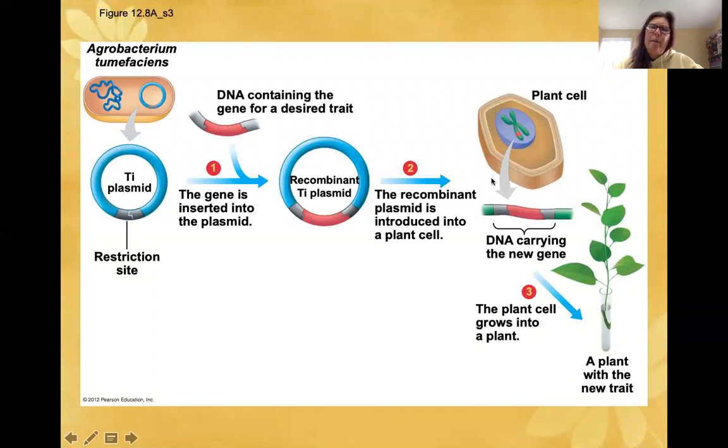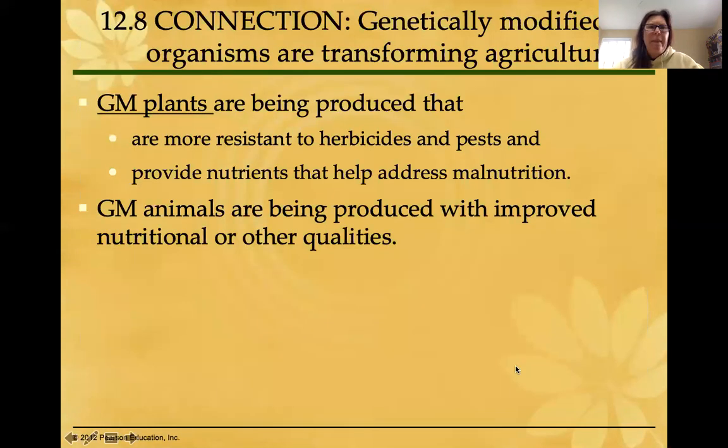And of course, every time it replicates, it will undergo mitosis. It's making a copy of itself. And so now we have a plant with that new trait. So we have what are called GMO plants, genetically modified organisms. What we can do is put resistance to herbicides and pesticides inside our plant.